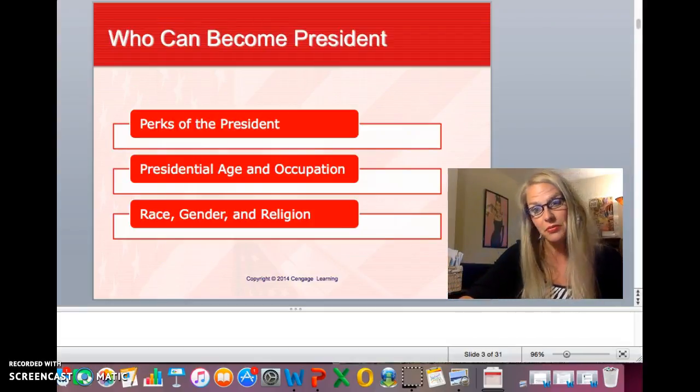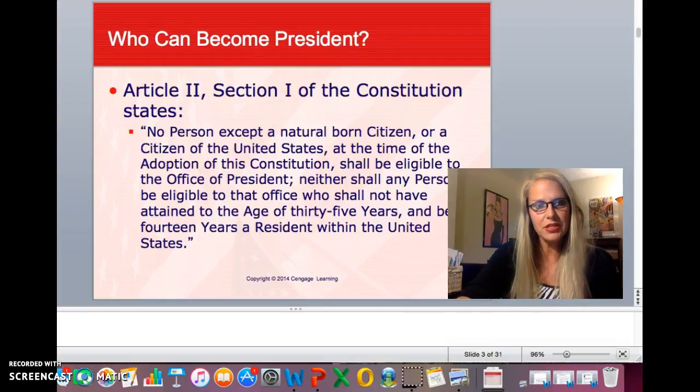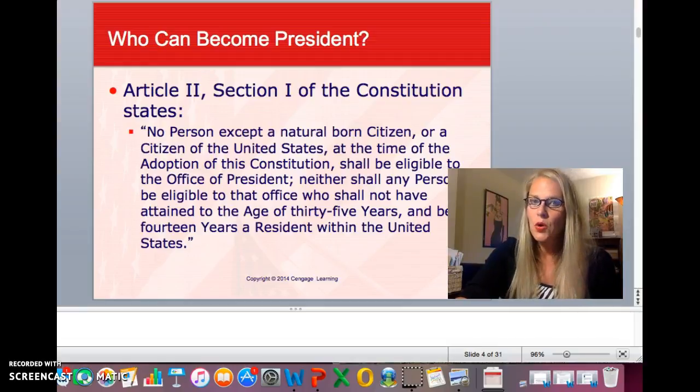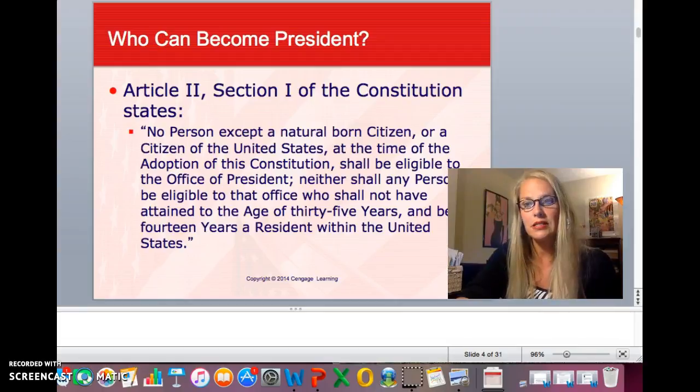Okay, who can become president? Presidential age and occupation, race, gender, and religion. Article 2, Section 1 of the Constitution states: no person except a natural-born citizen or a citizen of the United States at the time of the adoption of this Constitution shall be eligible to the office of president. Neither shall any person be eligible to that office who shall not have attained to the age of 35 and been 14 years a resident within the United States.